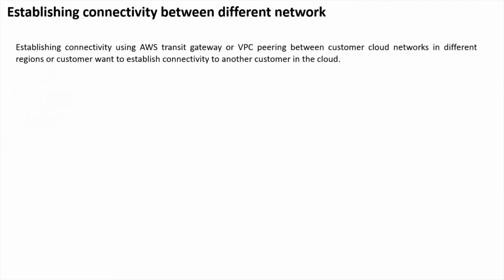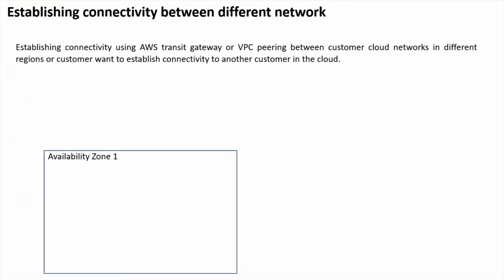Moving to the next use case, that is establishing connectivity between the different networks that we discussed on that slide. Establishing connectivity using AWS Transit Gateway or VPC peering between customer cloud networks in different regions, or where a customer wants to establish connectivity to another customer in the cloud. In this, we have different availability zones on AWS.